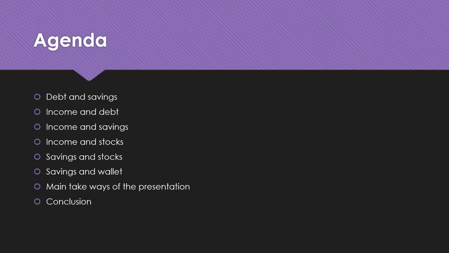Agenda. A correlational test was performed on the following variables: debt and savings, income and debt, income and savings, income and stock, savings and stock, savings and wallet, main takeaways of the presentation, and conclusion.